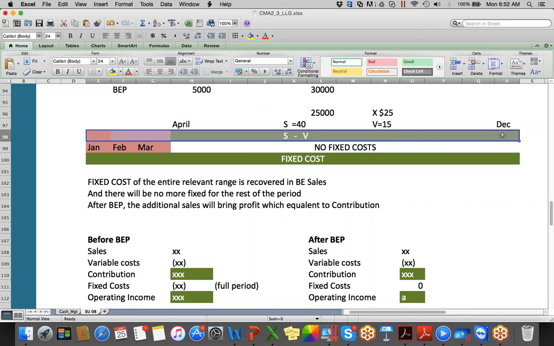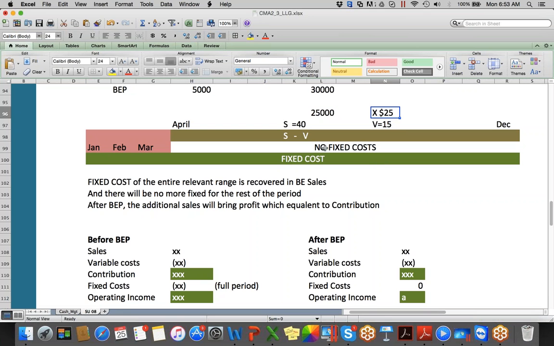Overall, 30,000 units sale from January to December, and you are selling 25,000 from April to December and 5,000 units between January and March. When you know that the break even point is 5,000, the additional sales of 25,000 after March, each and every unit will give you profit, which is equivalent to contribution per unit, that is sales minus variable cost. Every unit will give you profit of $25.